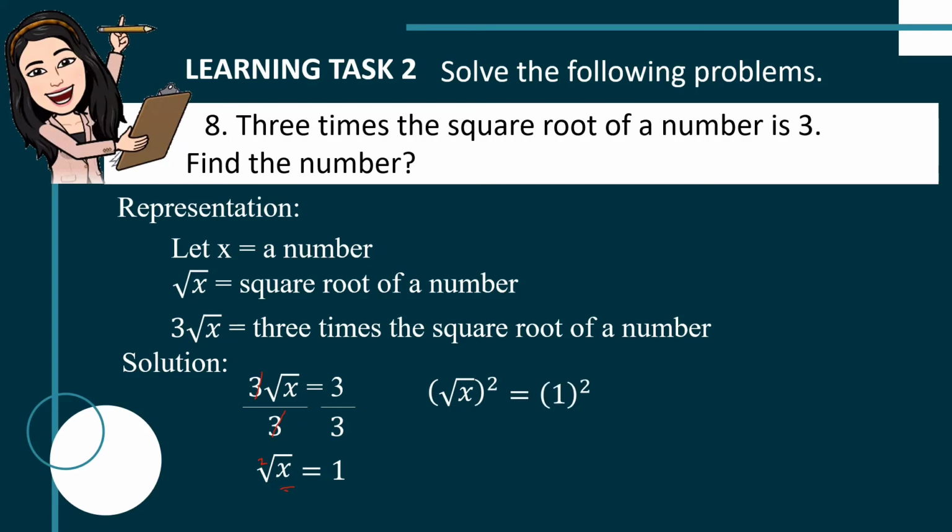Raising both sides to the power of 2, what is the square root of x quantity squared? We have x. And the square of 1 is 1. So therefore, x is equal to 1. What is the number? We have 1. The number is equal to 1. So, as easy as that, okay?